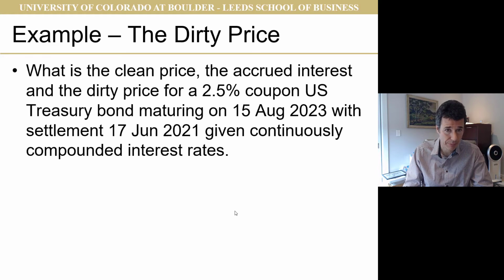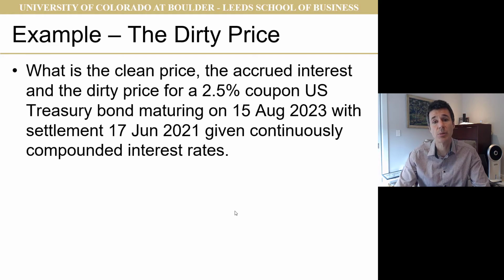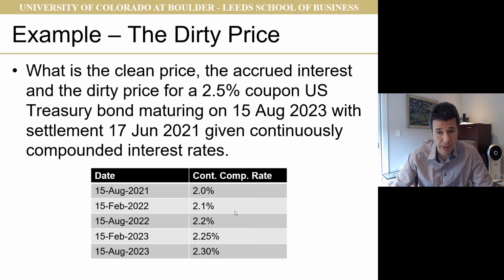So let's do an example. We want to find the clean price, the accrued interest, and the dirty price for a 2.5% coupon U.S. Treasury bond maturing on the 15th of August 2023 with settlement on the 17th of June 2021, given some continuously compounded interest rates. Now, these interest rates we're assuming come from the market somewhere. I'm not giving you where they came from. But we've got some interest rates, we've got a bond, we can find the present value.